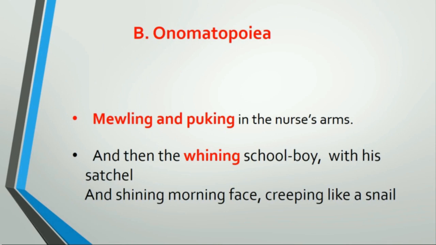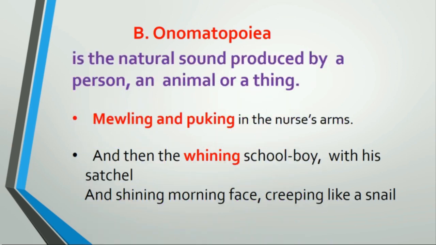Aside from rhyme, which includes alliteration, consonance, and assonance, we have another type of sound device. And that is what we call onomatopoeia. O-N-O-M-A-T-O-P-O-E-I-A. Onomatopoeia. Excellent. So, what is an onomatopoeia? This is the natural sound produced by a person or an animal or a thing.